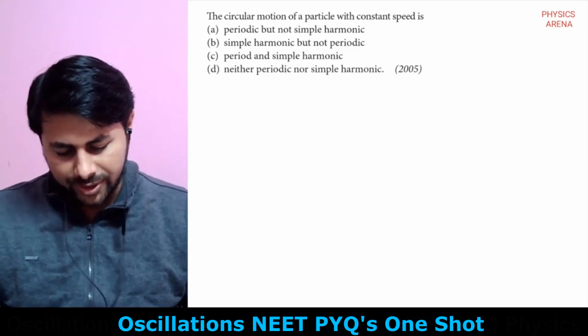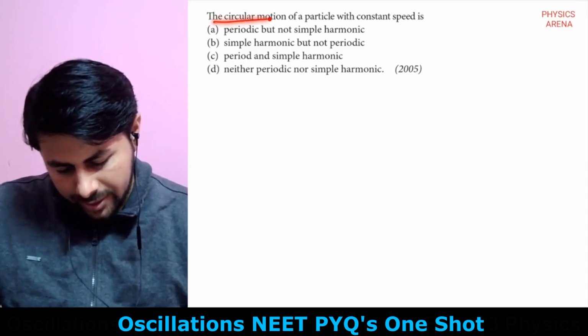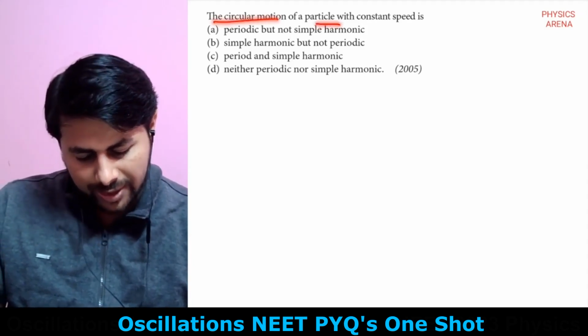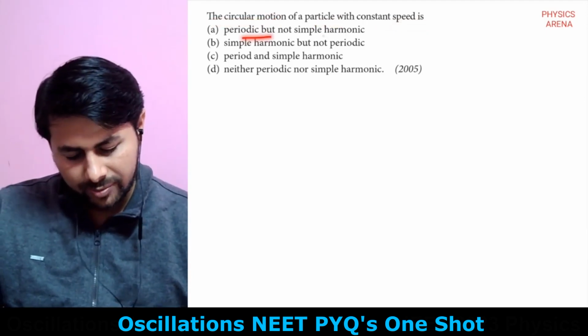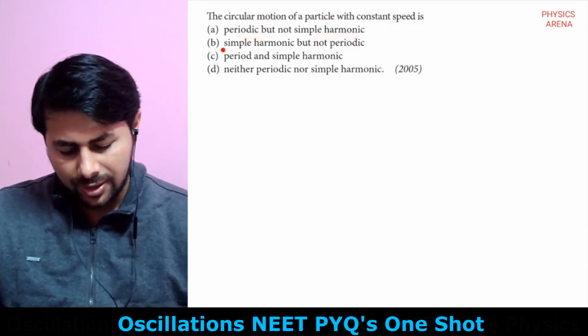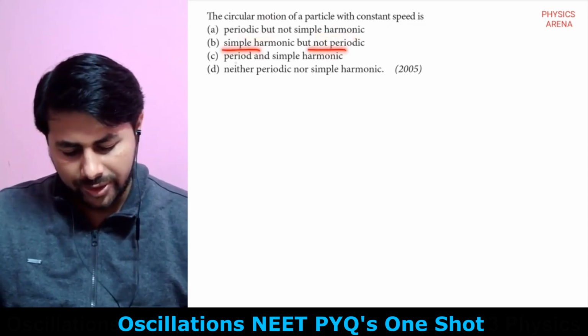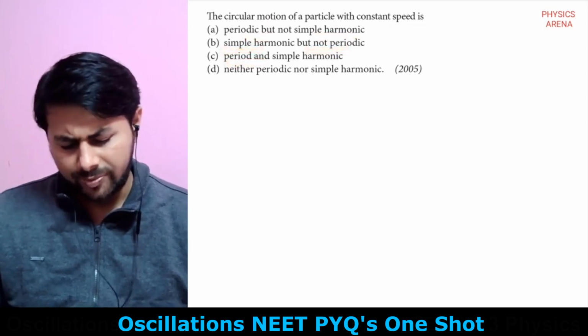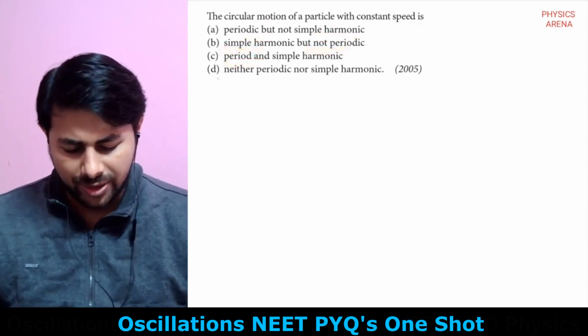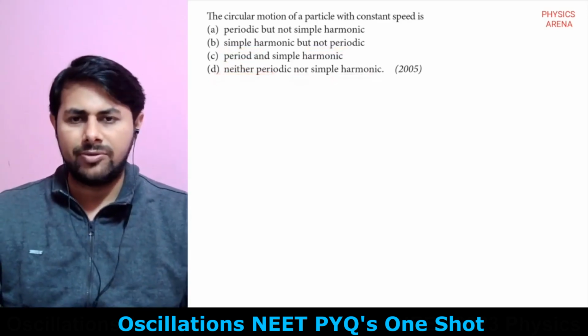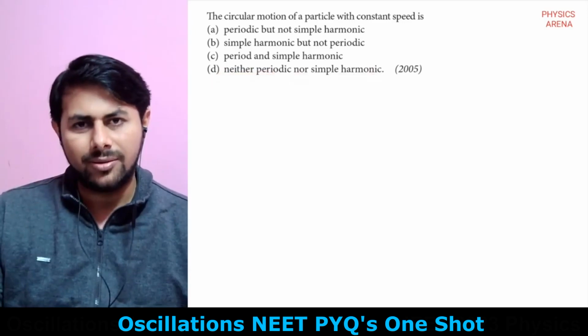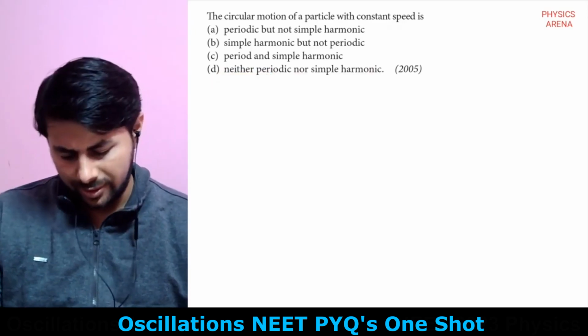Let's see this next question. The circular motion of a particle with constant speed is periodic but not simple harmonic, simple harmonic but not periodic, periodic and simple harmonic, neither periodic nor simple harmonic. Which one? It is periodic but not simple harmonic. Option A.